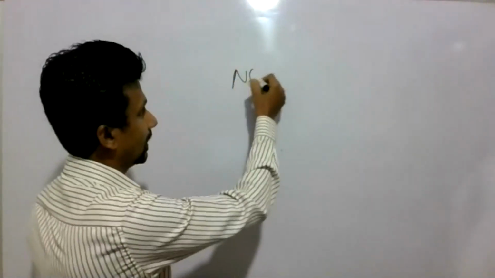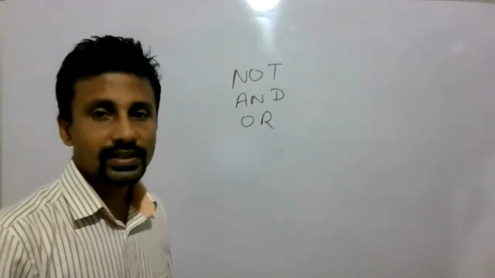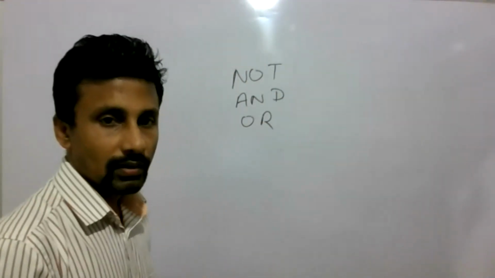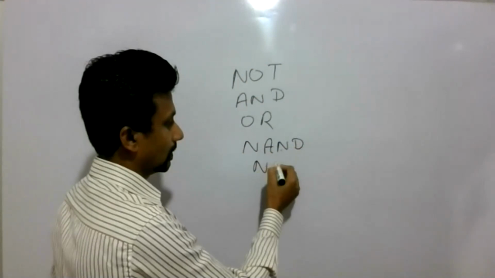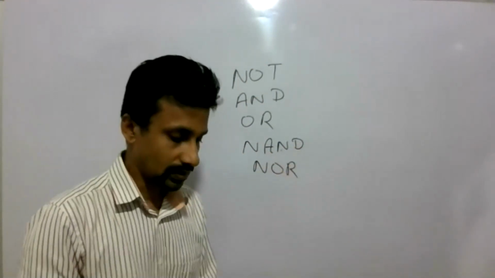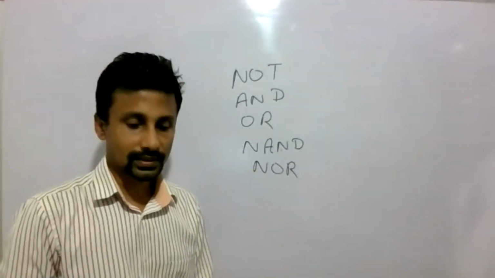When we talk about logic gates, I'm not going to discuss them deeply, but I will be revising them all. There are several logic gates in your syllabus. NOT gate is there, and AND, OR. These are called basic gates. Then you have combinational gates, NAND, NOR. These are the combinational gates. These are the things that you should know in your syllabus, so I'm going to discuss them.